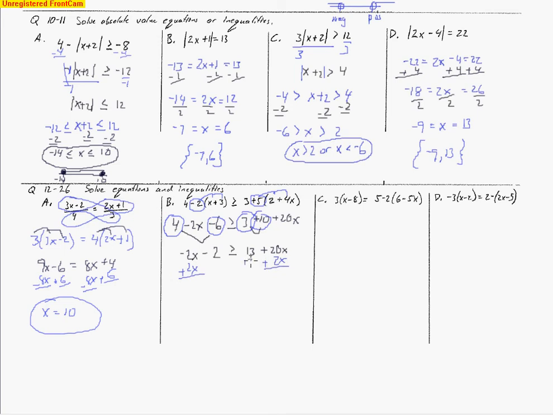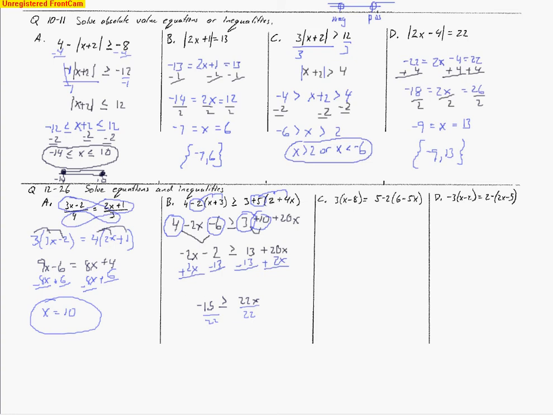And then I'll go ahead and subtract that 13 from both sides on this side. So here they're the same sign, so I'm adding those two numbers together. Get negative 15 greater than or equal to 22x. Well, in this problem, it's not going to work out as cleanly as the last one. I've got to divide by 22, and I've got my answer.